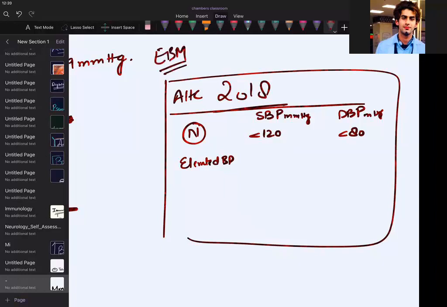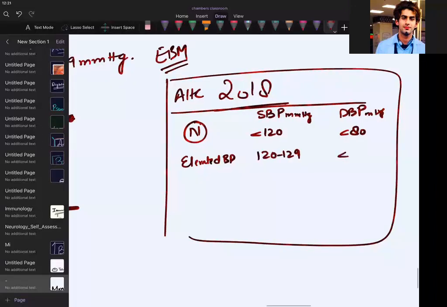Right now millions of people are researching and scientists are studying hypertension. Some are busy in epidemiology, some in pharmacology. Everyone is working and giving us a full guideline of how to follow in the hospital. So in American Heart Association 2018, elevated BP was considered 120 to 129 systolic, and DBP less than 80. A person with a systolic blood pressure of 120 to 129 and diastolic blood pressure less than 80 will be considered elevated BP.